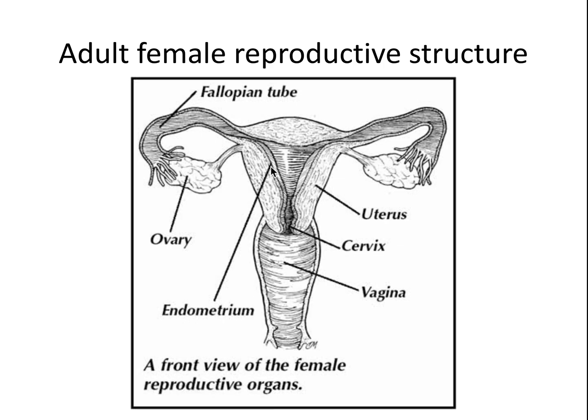The endometrium here, this is the lining, which is going to be filled with nutrients and blood and be protective if an egg attaches. But if it doesn't, this is what's going to be shed during a menstrual cycle, is the endometrium.